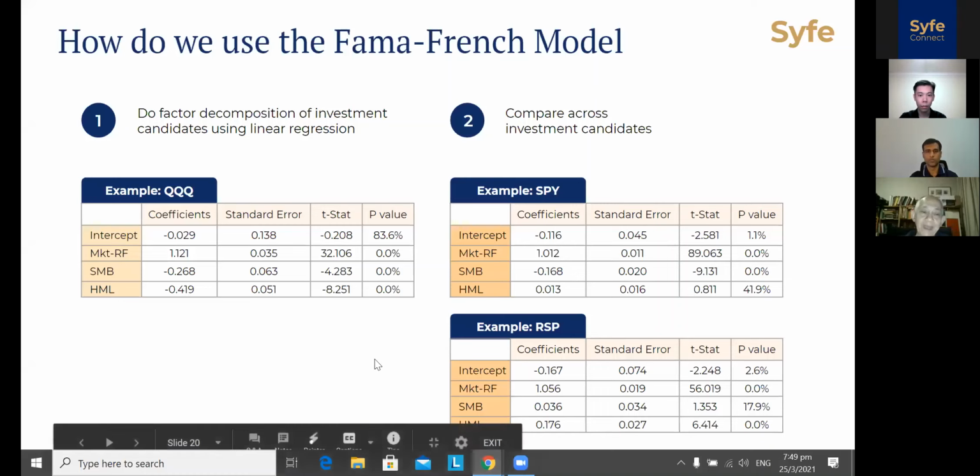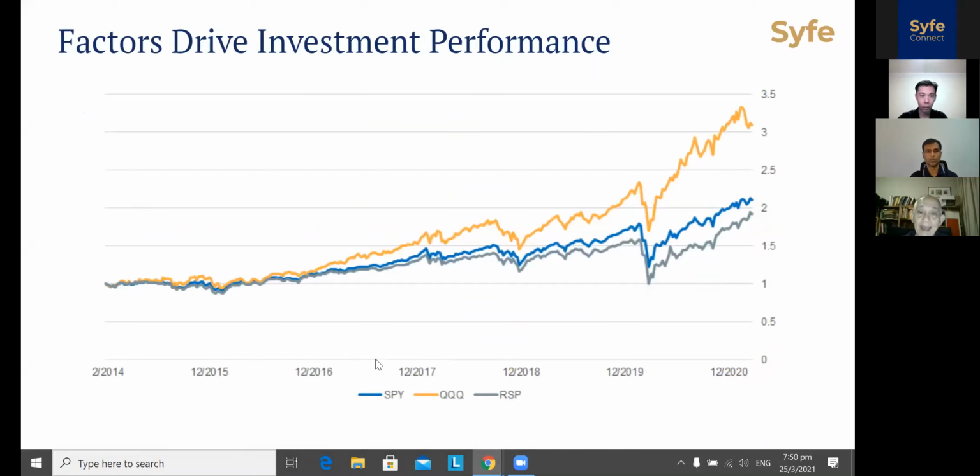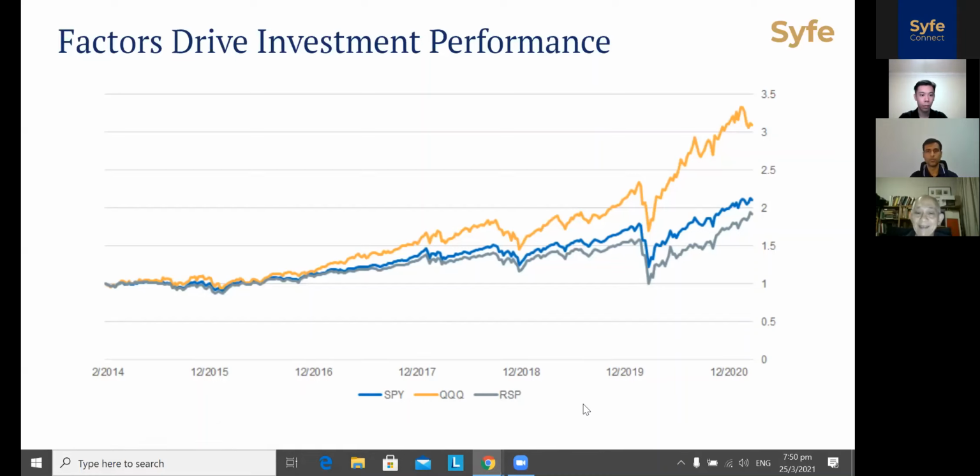Okay, so this is how we come up with the betas, and with these betas, you can see what drives performance. The orange line is QQQ, the blue line is the S&P, and the gray line is the RSP. Over this period, up until October, you can't quite see it from this time frame, but the RSP started catching up from October, because value kicked in and size kicked in, right?